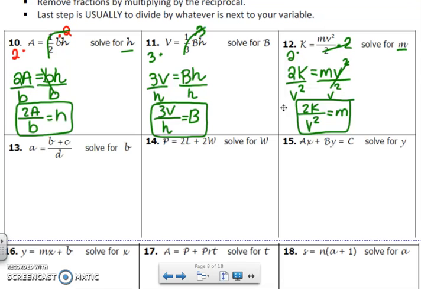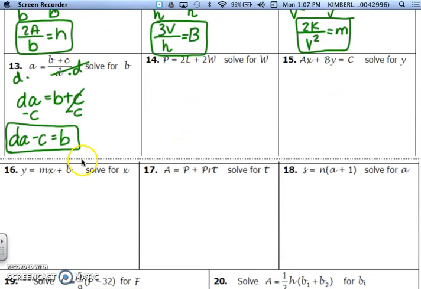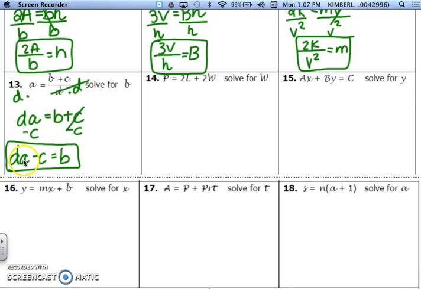Okay? So why don't you try number 13? It just looks just like number 12. Press pause. 13, I got dA minus c equals b. You could have also had AD minus c equals b. So first off, you had to multiply by d on the right side and on the left side. So that's how I got dA, because I don't really need to write d times a. And then I brought down the equal sign, and I brought down what was on the top in the numerator. Since I'm solving for b, I had to subtract c on both sides. And then I read this as dA minus c, and that's how you write it all together on one line.